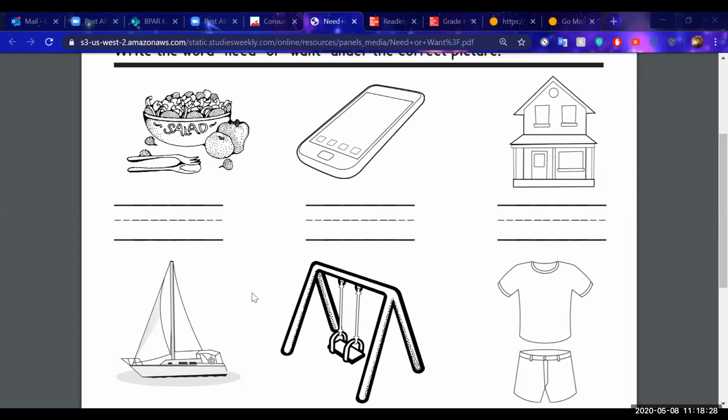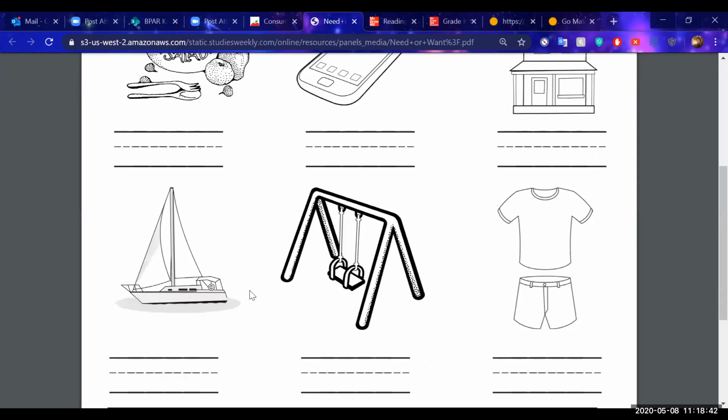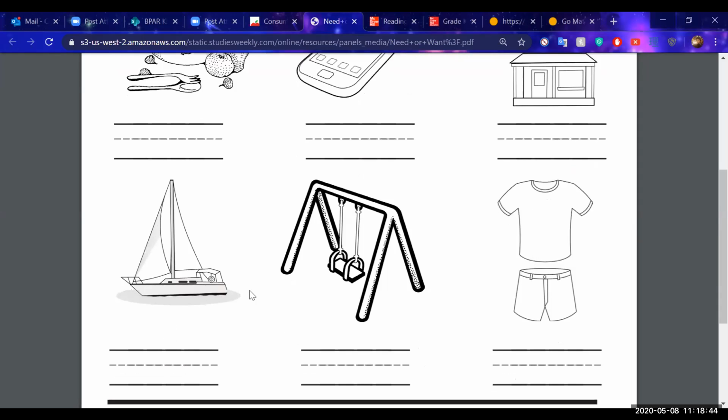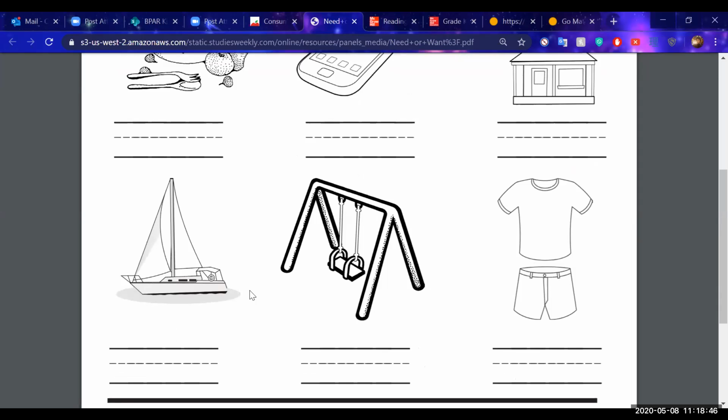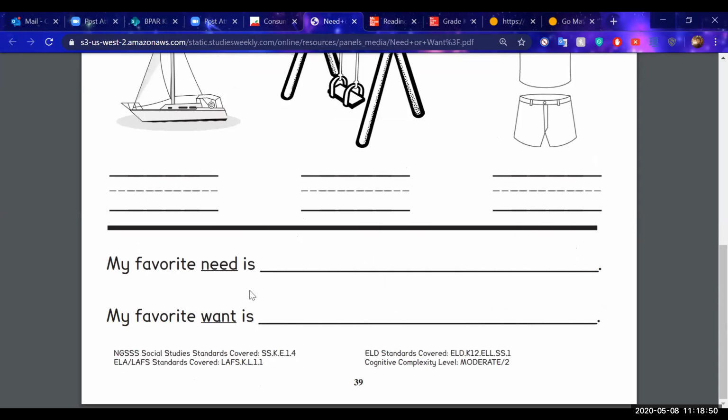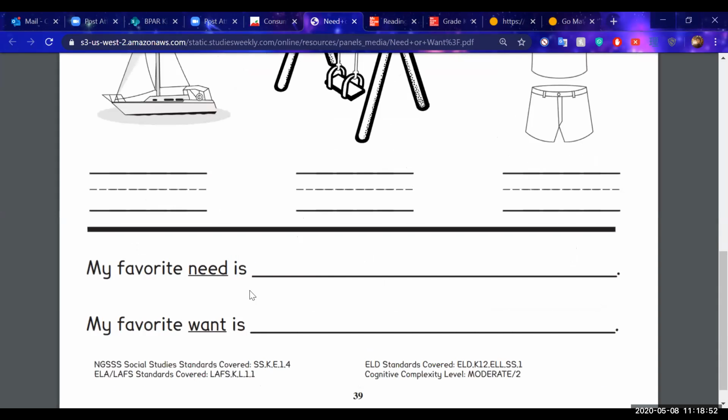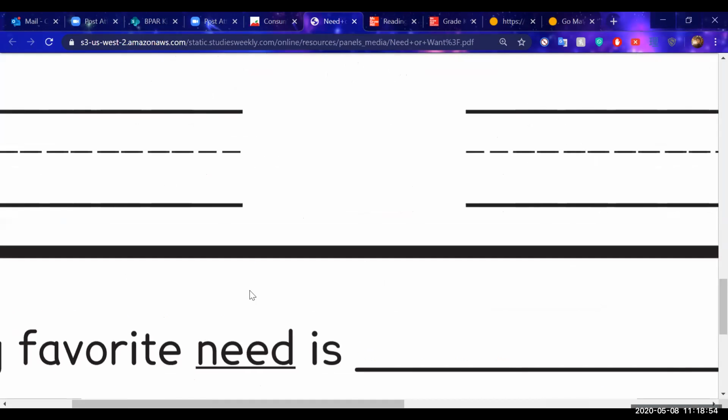Next we have a swing set. Is a swing set a want or a need? A swing set is a want. And last but not least, we have a picture of clothing. Is clothing a want or a need? Clothing is a need. You need clothes to protect your body.